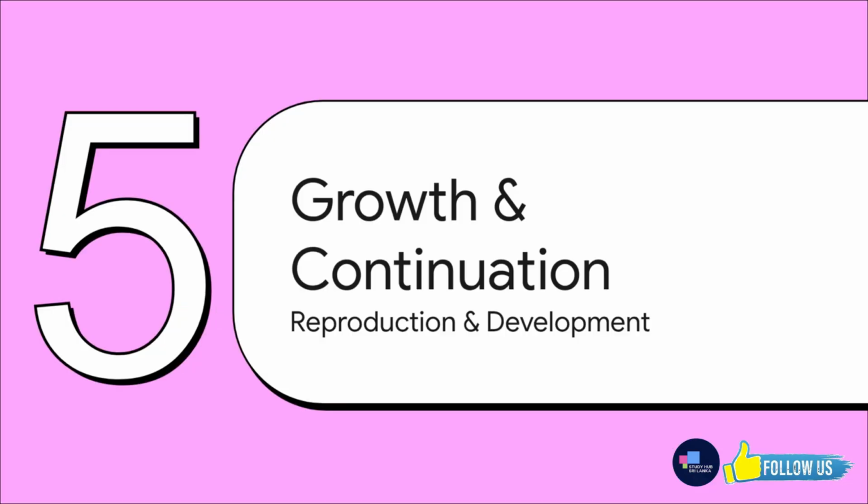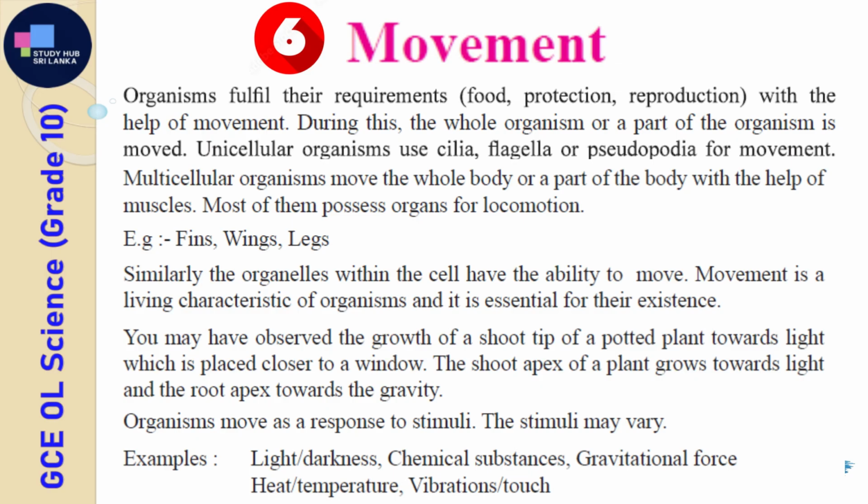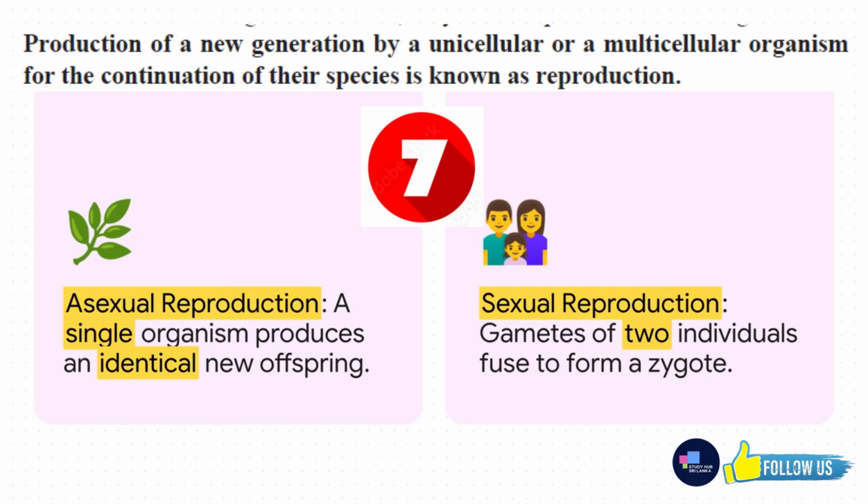We're getting close to the end of our checklist now. These last two characteristics are all about the life cycle, how new life is created and how an organism changes throughout its own lifetime. Reproduction is absolutely essential, not for the individual, but for the species to continue. There are two main ways it happens.